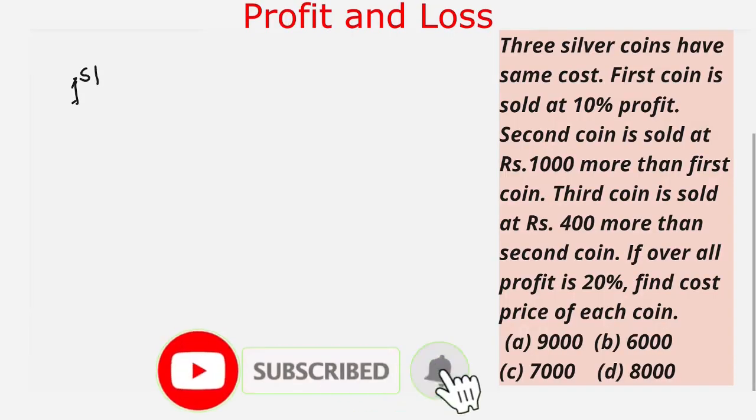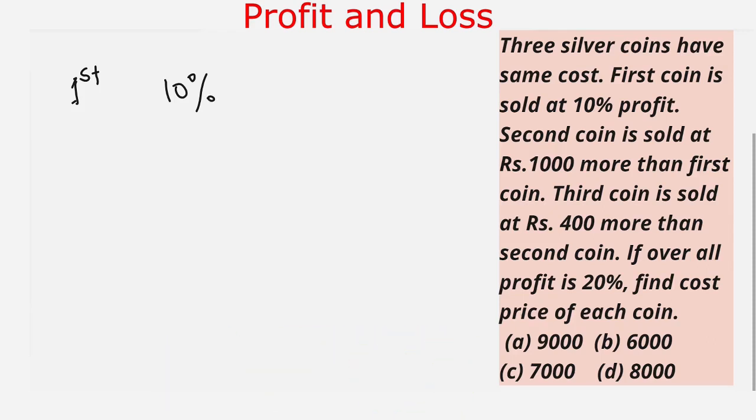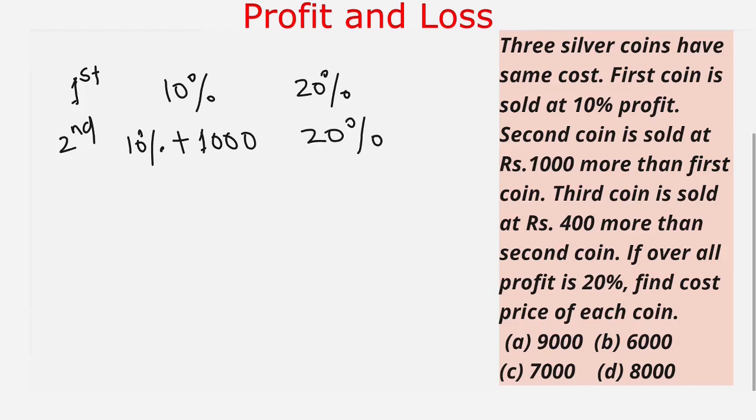We solve the question like this. The first coin is sold at 10% profit and overall profit on each coin is 20%. So I write 20% here on the first coin as well. And the second coin is sold at 10% plus 1,000. This also has 20% profit overall if we distribute overall profit. And the third coin is also sold at 10% plus 400 more than the second coin. So it will be 1,400. 1,000 plus 400 is 1,400, and this also has the overall profit of 20%.